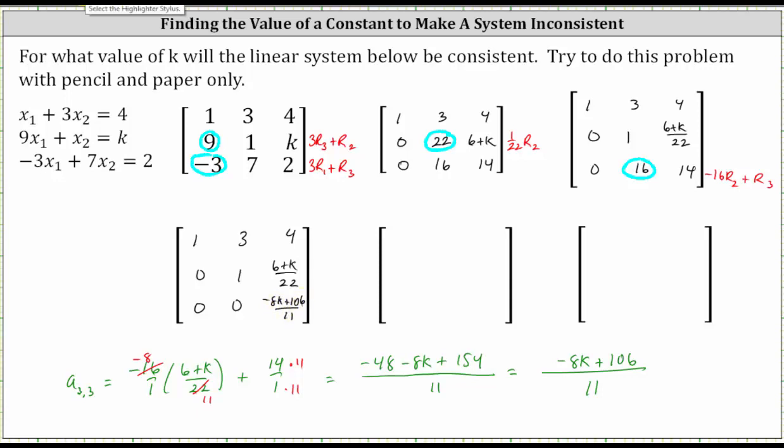And now we almost have reduced row echelon form. We just need a 0 in row 1, column 2. Looking at row 1 and row 2, notice negative 3 times 1 plus 3 is 0. We will now replace row 1 with negative 3 times row 2 plus row 1.